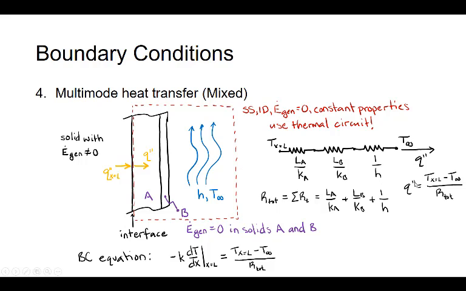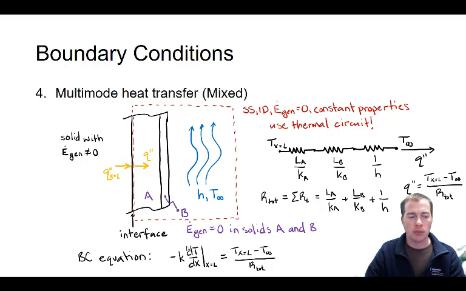The heat flux is given by the overall temperature difference divided by the total thermal resistance, which is simply the sum of the 3 thermal resistors. The boundary condition equation then becomes that the conduction heat flux at the interface, moving into the interface from the solid with thermal energy generation at x equal L, must equal the flux through the system on its surface.